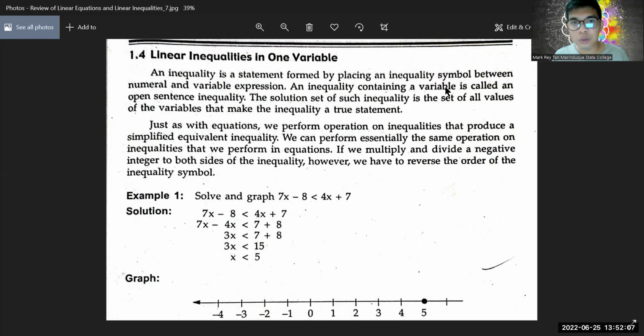Welcome to part 2 of the review of linear equations and linear inequalities. Yung first video natin, okay na. Na-process na sa YouTube, pero sabay ko na lang silang i-upload sa Google Classroom natin. So for this video, we're going to discuss naman the linear inequalities.